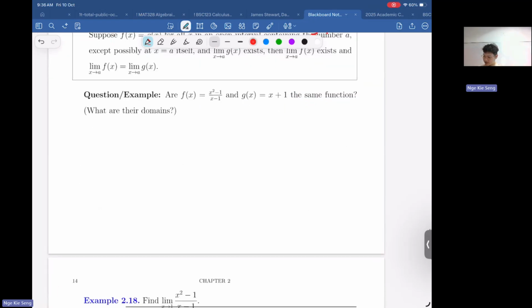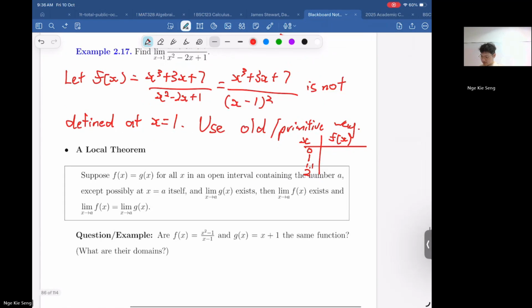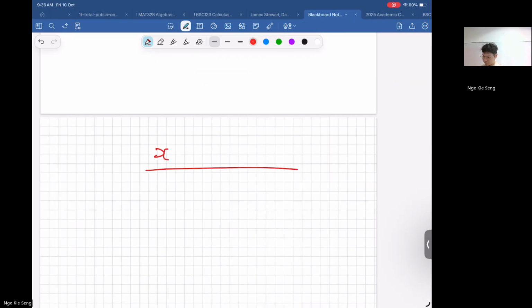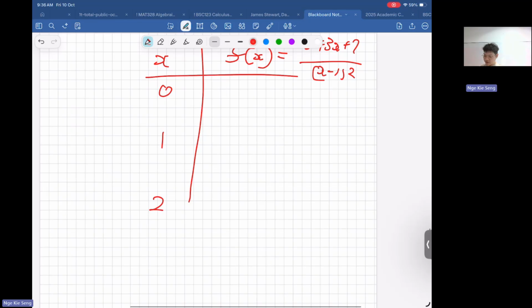Let me move down a bit. Let me copy this. f of x equals x cubed plus 3x plus 7 over x minus 1 squared. Okay, it's not close enough. You can do even closer. 1.01, right? 1.001. You must be super close to talk about this limit.